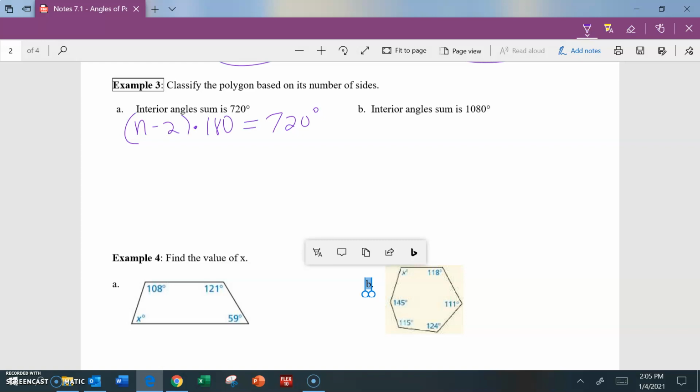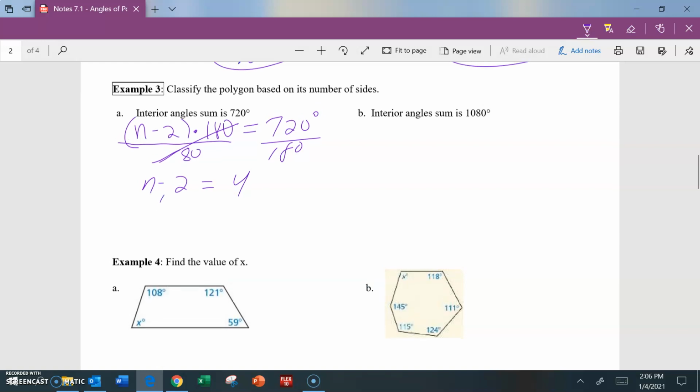So if we were back in algebra, I'm hoping you would take both sides and divide by 180 to clear that out. And we have n minus 2 equals. If you take 720 divided by 180, that is 4. And then you can just solve for n. It makes it a really easy way. So we know that our answer would be 6 sides, which is called a hexagon. So I'd go ahead and try B on your own, but basically just start at that formula.